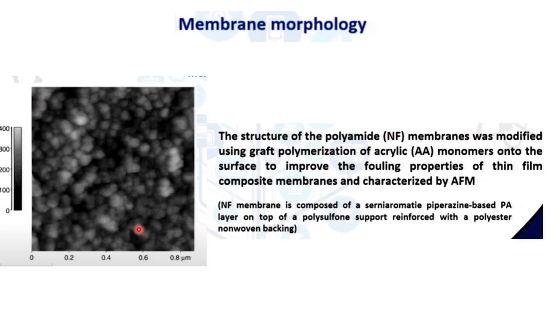So the membrane is composed of an aromatic piperazine based polyamide layer on top of a polysulfone support reinforced with a polyester non-woven backing. So you see that the bright color is basically the polysulfone part, and the black color is basically the semi aromatic piperazine based layer.